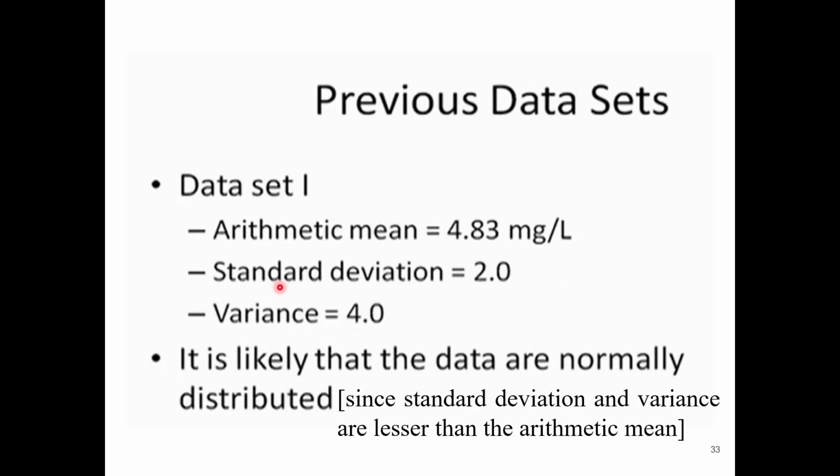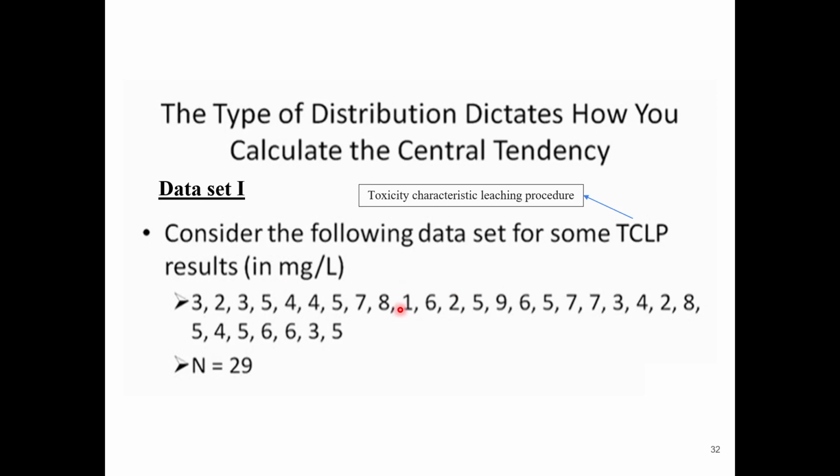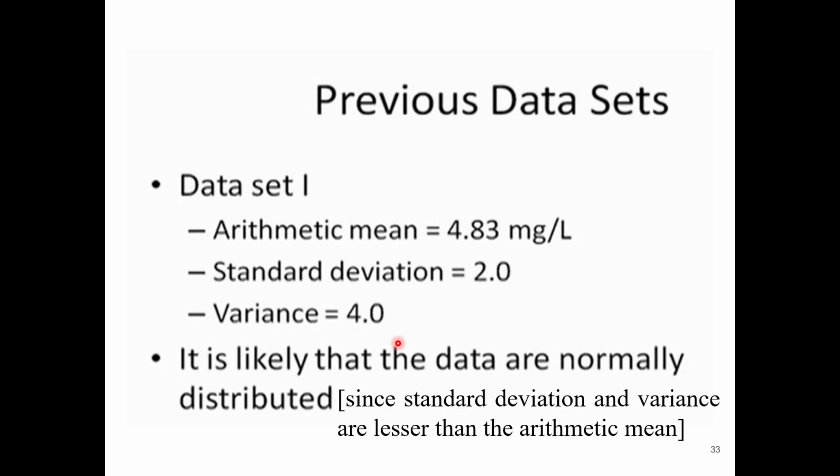Here, if you calculate, you will find the standard deviation for this data set is 2 and the variance is 4. As we all know, standard deviation is the square root of variance, so the square root of 4 is 2. So it is likely that the data is normally distributed. Why? Because the standard deviation and variance are much lesser than the mean. Since they are lesser than the arithmetic mean, we can definitely say that 4.83 can be a representation of the data set.